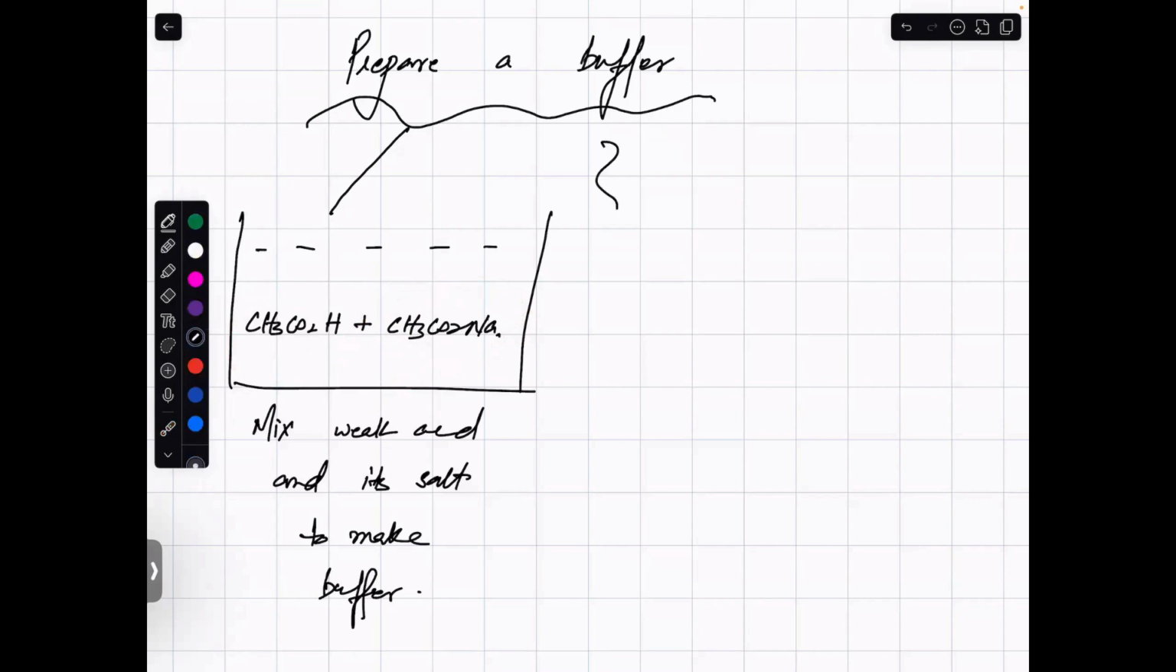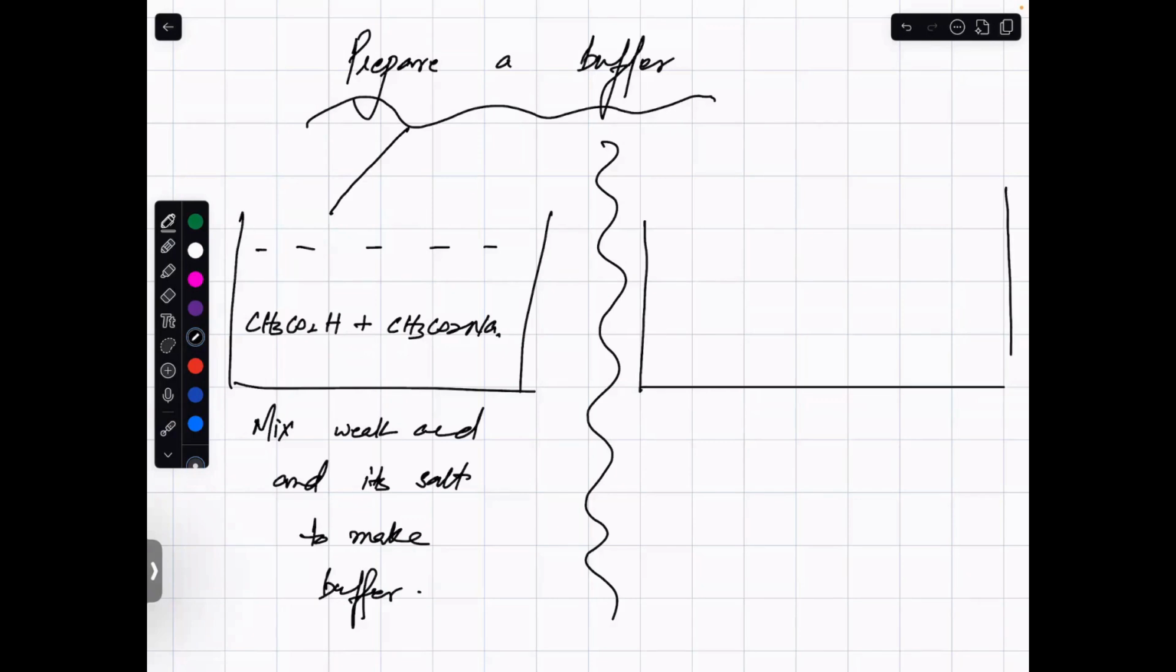And there is another method. What you can do? Now listen carefully. Suppose I am in the lab. I don't have the salt. Suppose I have weak acid. I don't have salt, so what will I do? I will add a strong base. Right? Now, suppose I will use excess weak acid. Keep in mind, why? I'm telling you.